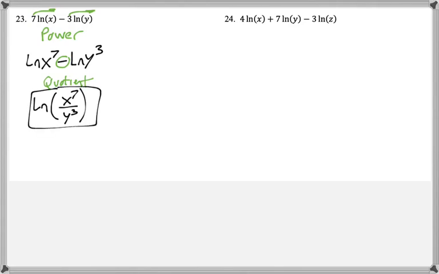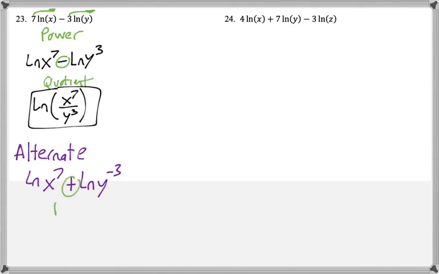Now I do want to show an alternate way to solve this. So when we brought up the 3 as an exponent, we left the negative sign there. So I want to show what happens if you bring up the negative sign with the 3. So this would be ln of x to the 7 plus ln of y to the negative 3.